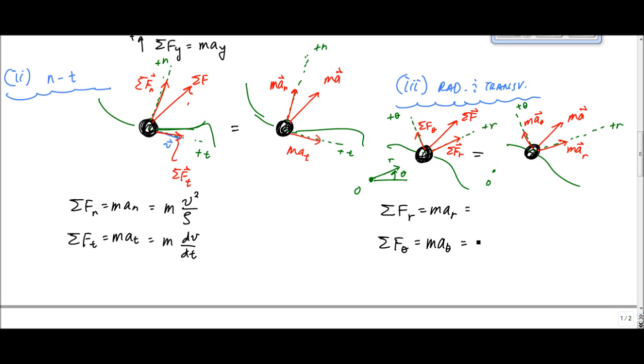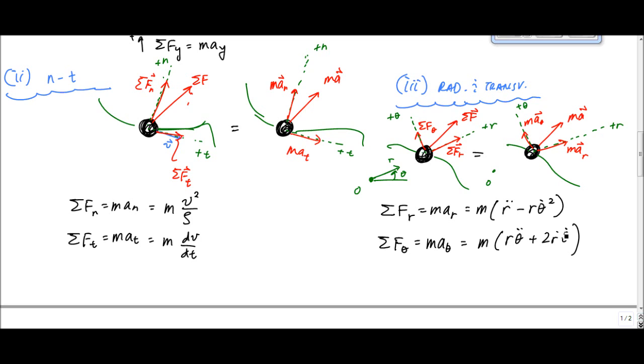And if you remember the substitutions for acceleration, a_r was r double dot minus r theta dot squared, where theta dot was the angular velocity and r double dot is the acceleration in the radial direction. And then a_theta was r theta double dot plus 2 r dot theta dot, again where theta double dot is the angular acceleration and theta dot is the angular velocity.